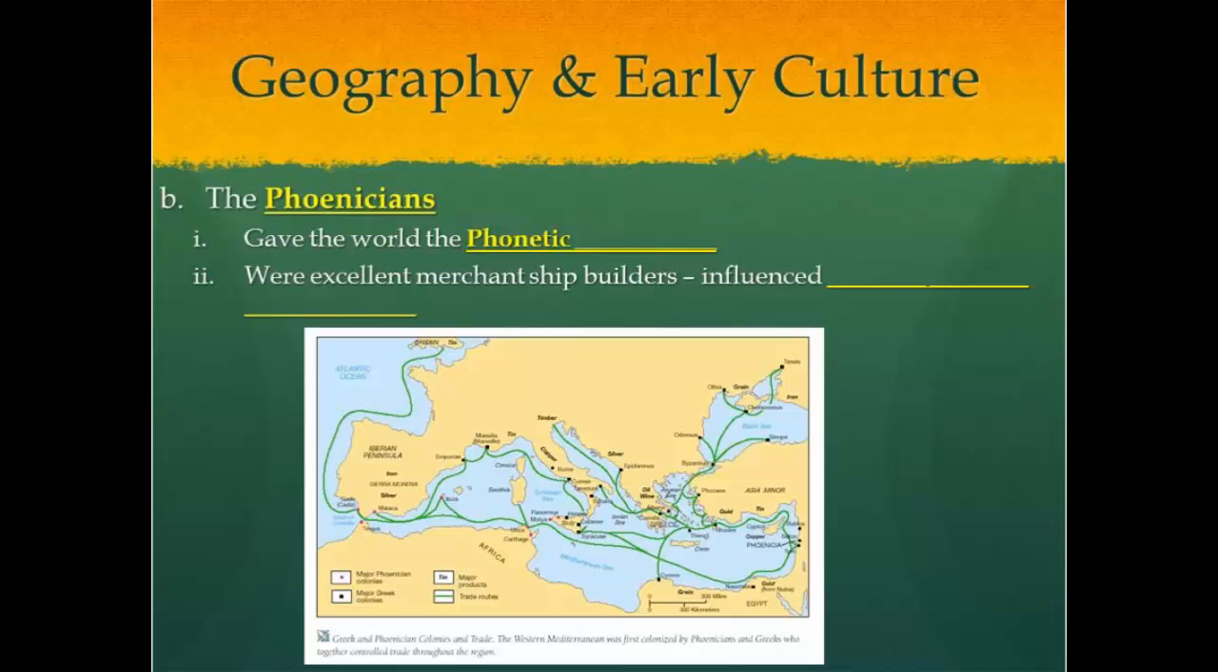One interesting fact about the Phoenicians is they actually gave us the phonetic alphabet, the alphabet that we use today. Even though they used different symbols, the use of this lettering system was the same. The word alphabet comes from the first two letters of the phonetic language, alpha meaning A, and beta meaning B.